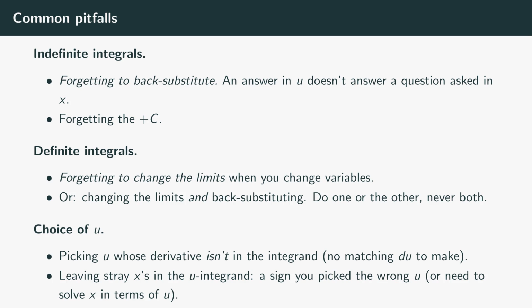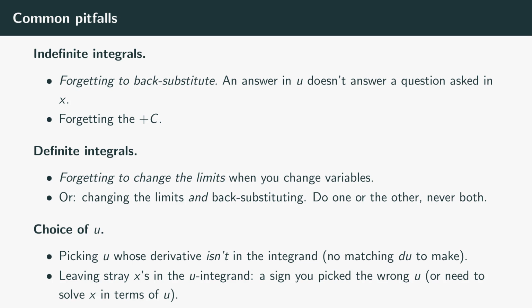Don't. For definite integrals, there are two opposite mistakes and you have to avoid both. One: you change variables, but forget to change the limits, so you end up evaluating an antiderivative in u at x values, which is meaningless. Two, and this is sneakier: you change the limits and back substitute to x before plugging them in. That's double counting the change and gives you the wrong answer. Pick one strategy, either change the limits and stay in u, or leave the limits alone and come back to x.